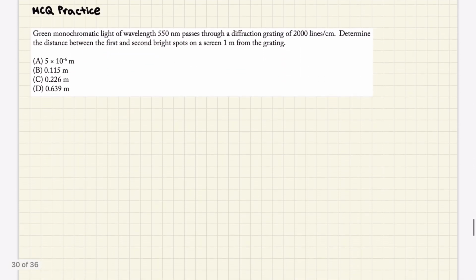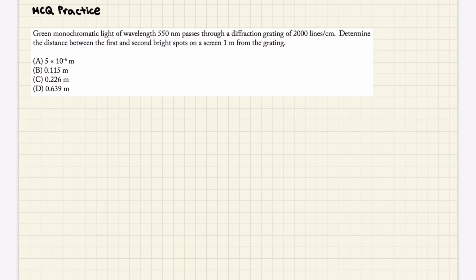Okay, moving on to the second problem. This is green monochromatic light. So green light, it's a type of visible light. It has a wavelength of 550 nanometers. The nm is nanometers. And it passes through a diffraction grating of 2,000 lines per centimeter. Determine the distance between the first and second bright spots on a screen 1 meter from the grating.